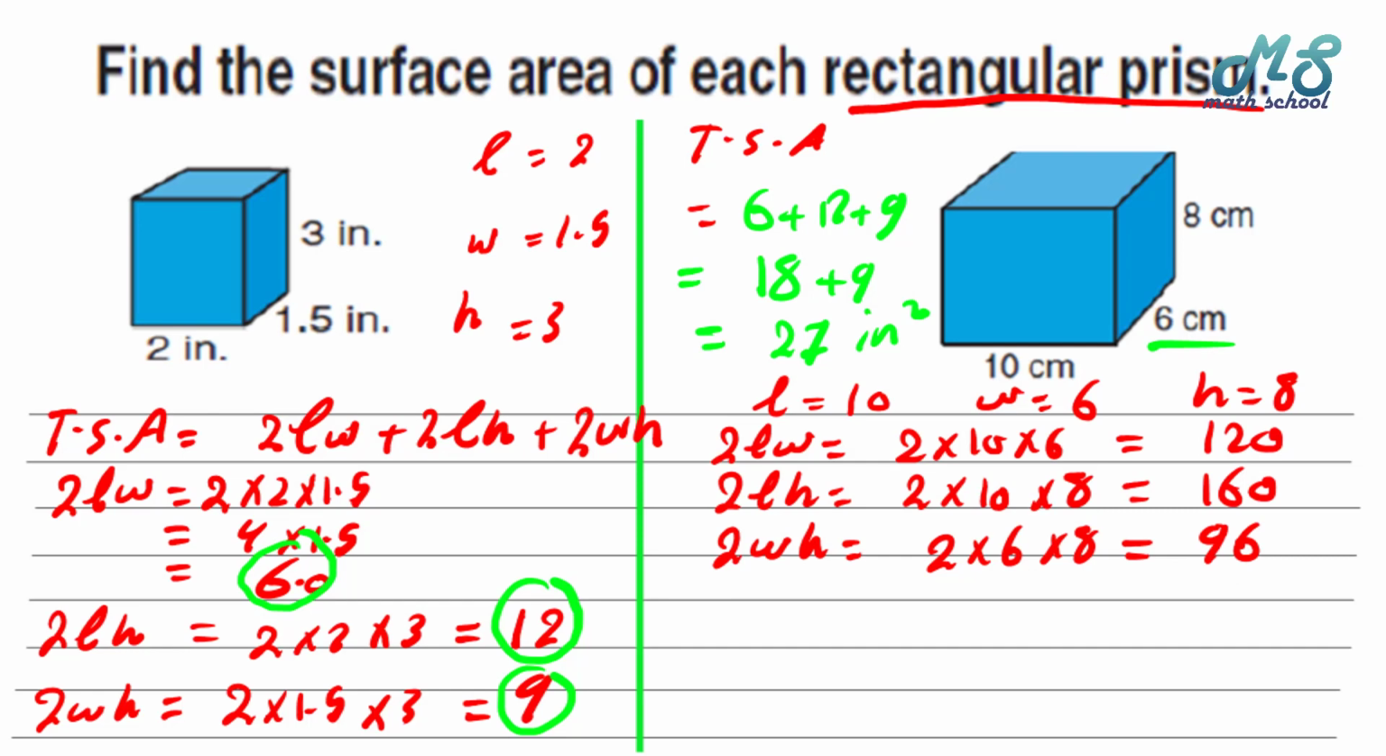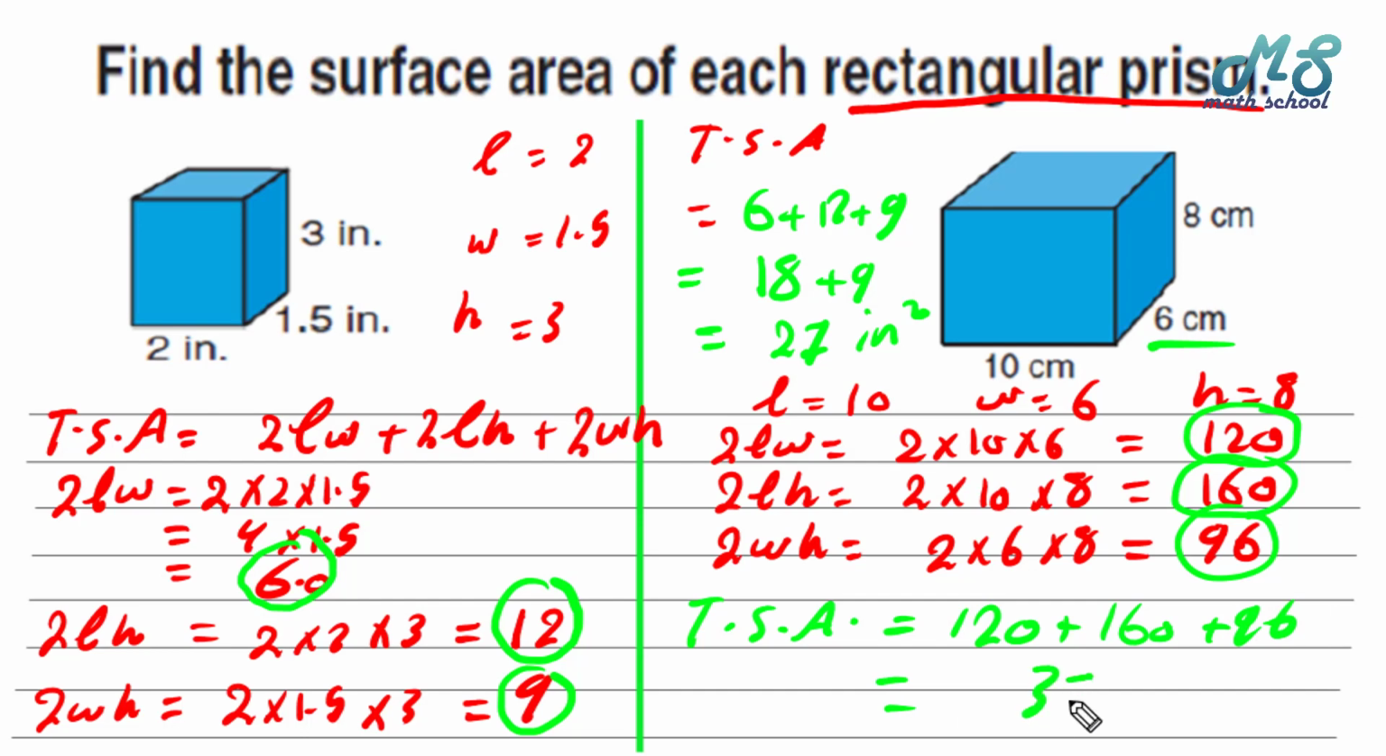Now, to find the total surface area of the cuboid, the rectangular prism, just add the three numbers 120, 160, 96. So we can write total surface area is equal to 120 plus 160 plus 96. It's equal to 376 square centimeters. So don't forget, to find the total surface area of any solid, just find the area of each face, then add all areas of the faces.